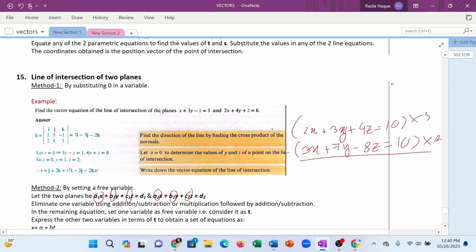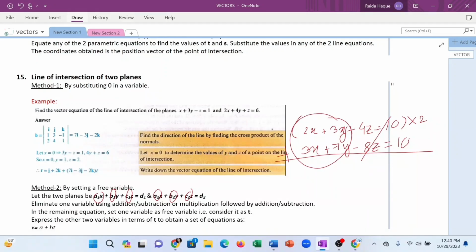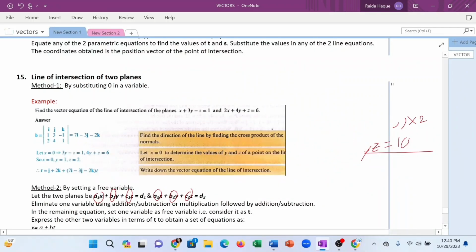Or what is another thing that you could do? You could simply multiply this one with 2. So if you multiply this with 2 and then you add this to the other equation, z would get crossed out, and then you would have another equation in terms of these two variables. So that's what we're doing. We are eliminating one variable with simple algebraic manipulation.